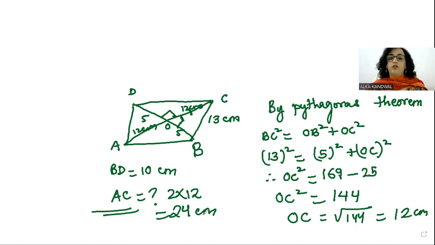So this is the end of the chapter Understanding Quadrilaterals. We move again to the next chapter: profit and loss, compound interest, simple interest. Lots of things are coming up.